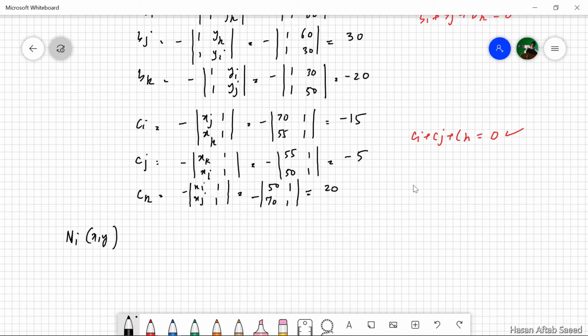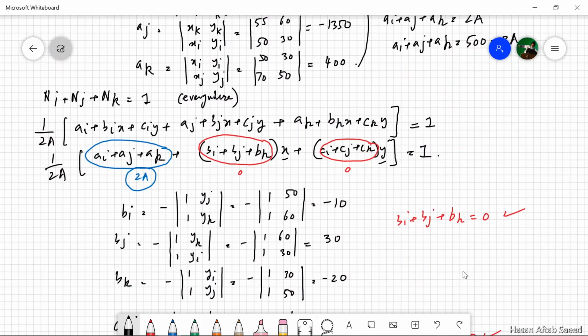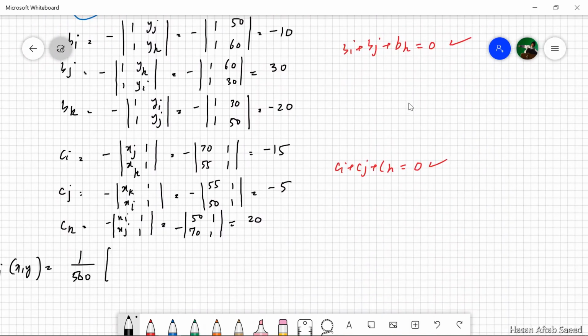function of X and Y in this case, 1 over 2A, 1 over 500. Now Ai was 1450, Aj was minus 1350, and Ak was 400. We just put in the values here. 1450 minus 10x, this is Bi, minus 15y, this minus 15 is Ci, and the rest is the format.